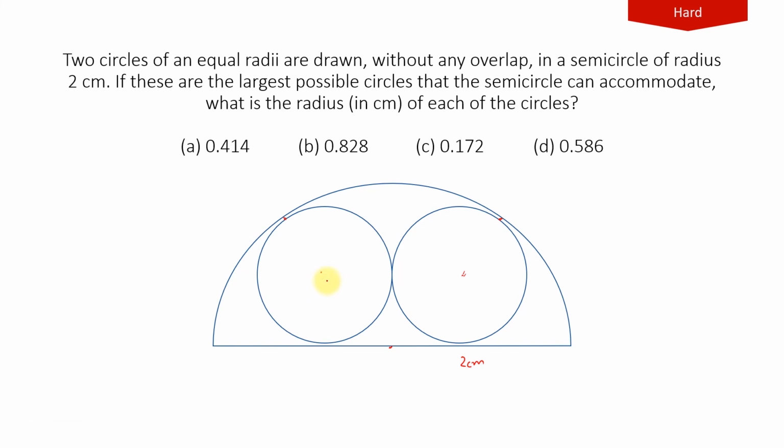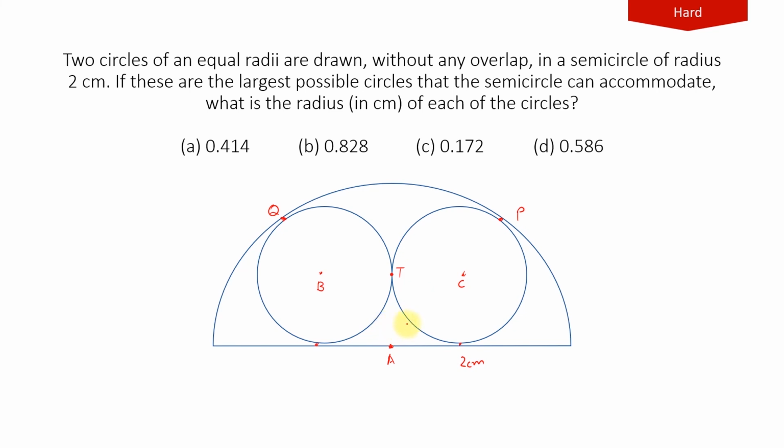Now let's first mark the important points in this figure. There is this big semicircle. It has a center point. Let's mark the center point as A. Then we have two smaller circles of equal size. Let us name their centers as B and C. Then these two circles are going to touch the bigger semicircle at 2 points. So these points, let's call them P and Q. And these two circles are also going to touch each other at a point. Let's call this point as T.